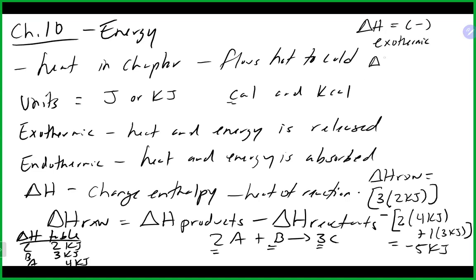If you look at the delta H and it is a positive number, that means overall it's going to be an endothermic reaction, and heat and energy is going to be absorbed in this particular case. We also talked about, in relationship to this, we saw some energy diagrams that are associated with both an exothermic and an endothermic reaction.